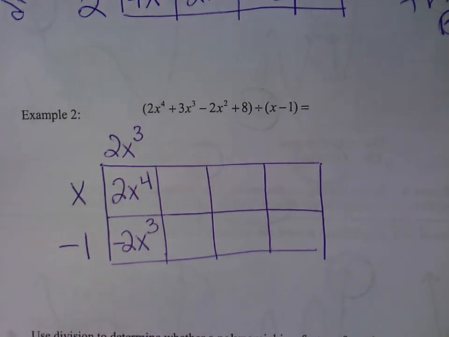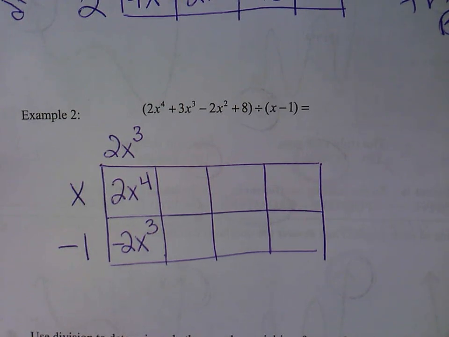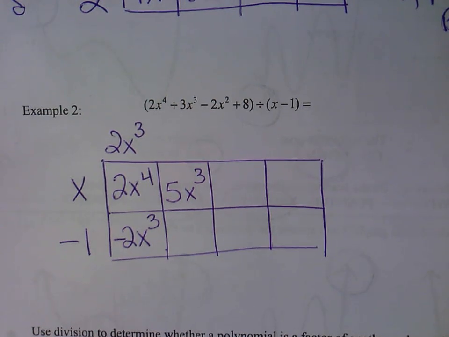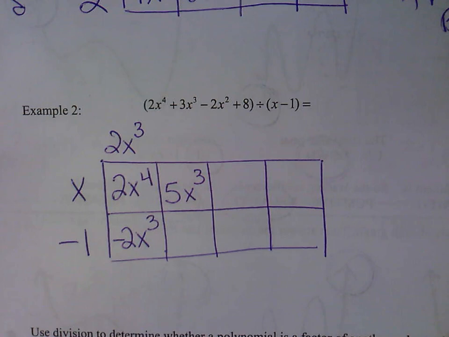Okay, now I look up to my dividend. I need to get 3x cubed, but I currently am in the hole. I have negative 2x cubed. How much do I add to that to bring it up to 3x cubed? 5. So that goes in the diagonal across from it. So 5x cubed plus negative 2x cubed adds up to what I want it to be, 3x cubed. You can kind of check as you go that you're adding up to the right things.